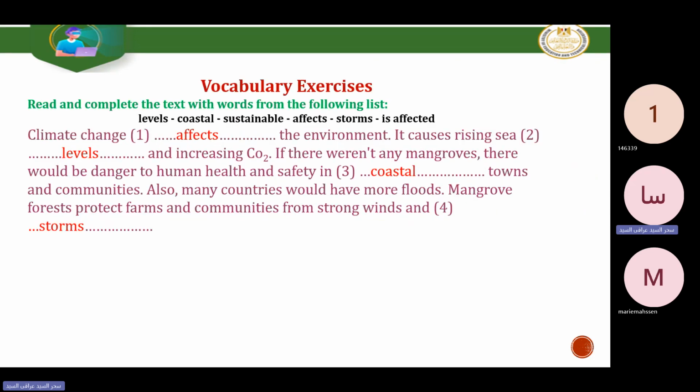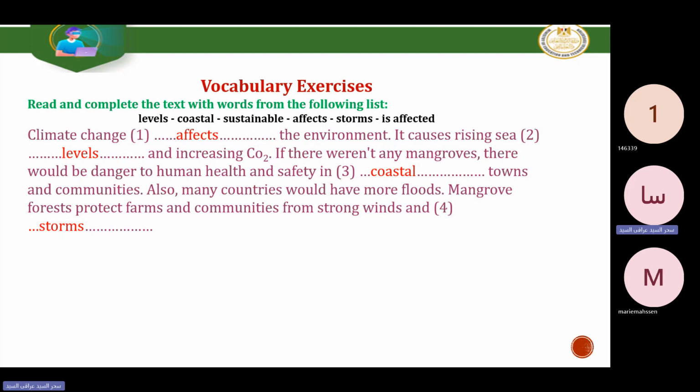Okay, let's check our answers. Climate change affects the environment. It causes rising sea levels and increasing carbon dioxide. If there weren't any mangroves, there would be danger to human health and safety in coastal towns and communities. Also, many countries would have more floods. Mangrove forests protect farms and communities from strong winds and storms.